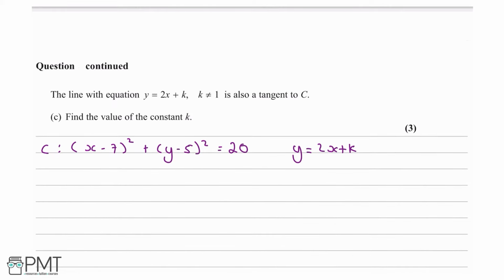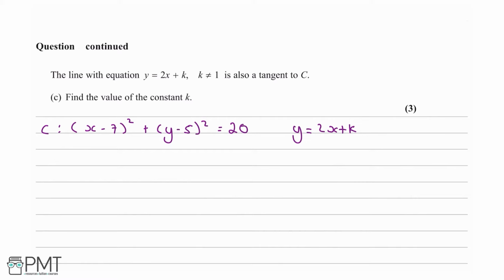We are told the line with equation y equals 2x plus k, where k doesn't equal 1, is also a tangent to C. Part C is asking us to find the value of the constant k for 3 marks. So we are told that y equals 2x plus k is a tangent. So what this means, when there is a tangent, implies a solution exists. It just means that at some point they intersect and therefore it can be solved. So the way I'm going to solve this is by plugging y equals 2x plus k into our equation for C.